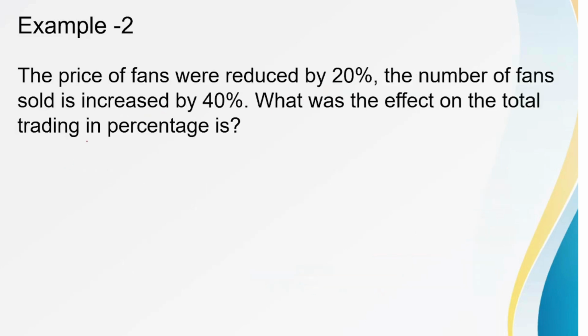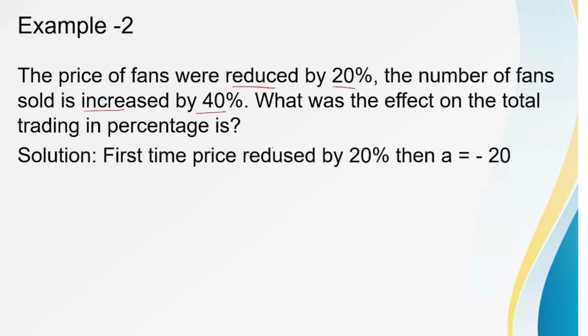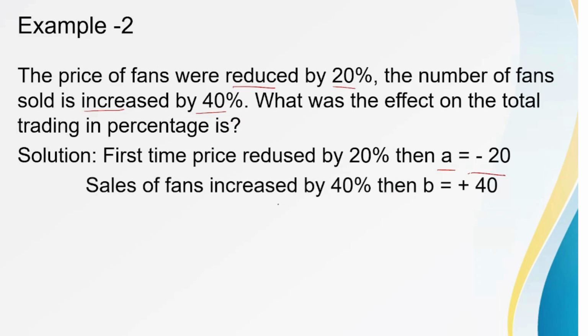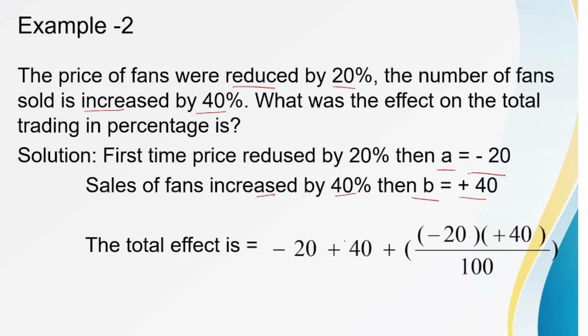We observe the second example problem. The price of fans was reduced by 20%, and the sales of fans increased by 40%. What is the effect of these two factors? First, A: reduced means decreased, so the A value is minus 20, and the sales increased 40%, so the B value is plus 40. So the total effect is minus 20 plus 40 plus minus 20 into plus 40 by 100.